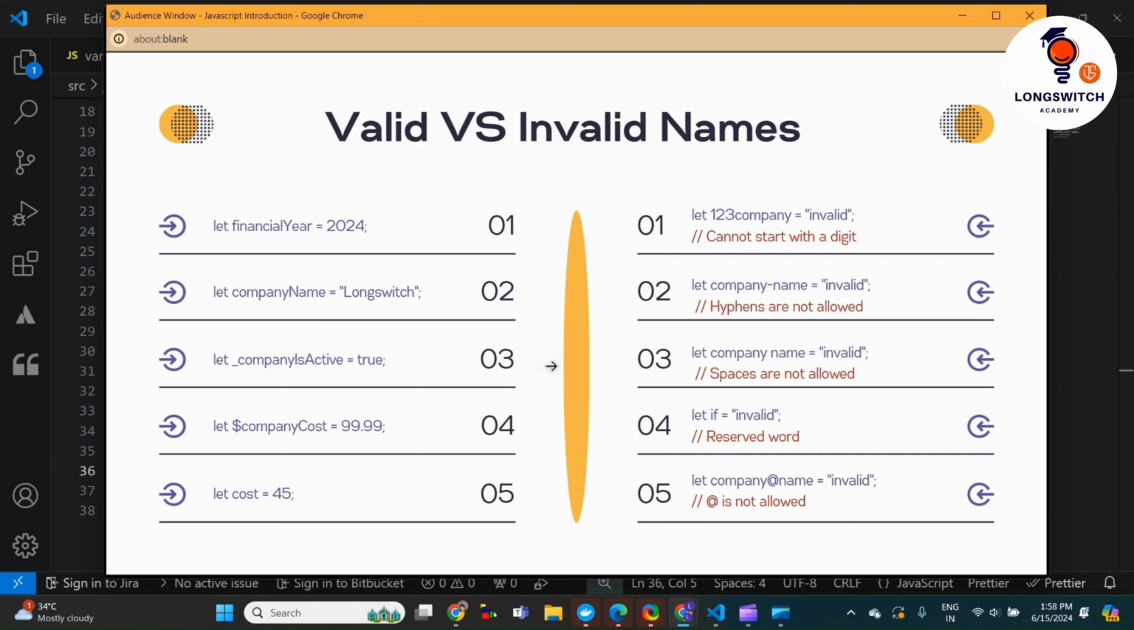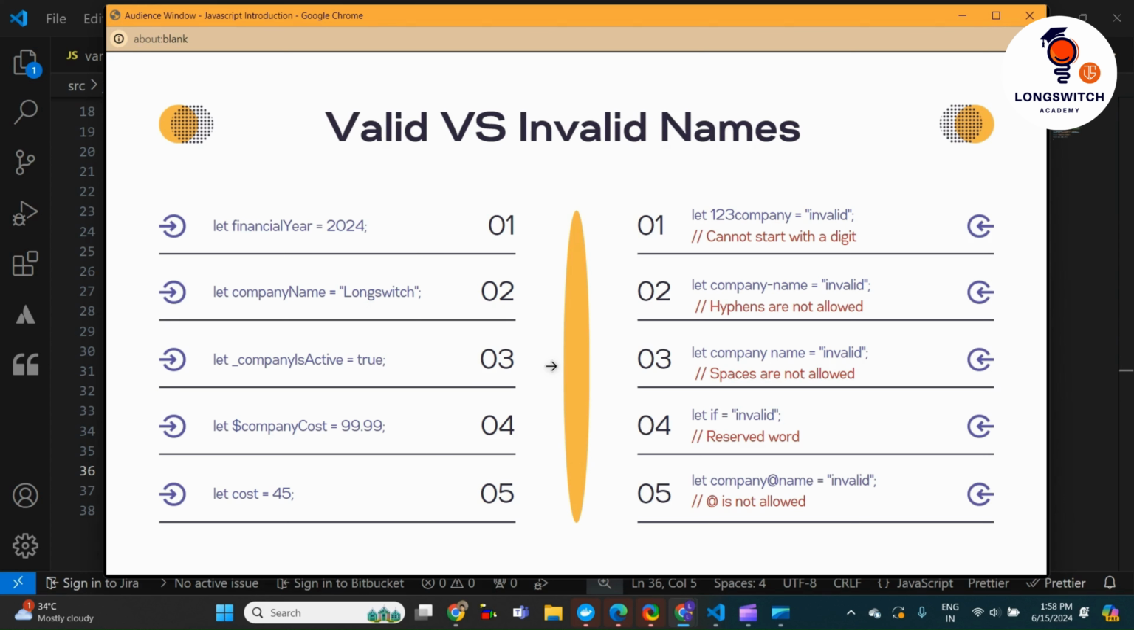The second valid name is again companyName = "Longswitch". That means it has letters only, with camel case. The second invalid name is let company-name = "invalid". Here, I believe you are now clear why it is invalid, because it includes a hyphen. As we have gone through the rules, only the underscore and dollar sign are supported as special characters while naming your variables. Here it has a hyphen, therefore it is invalid.